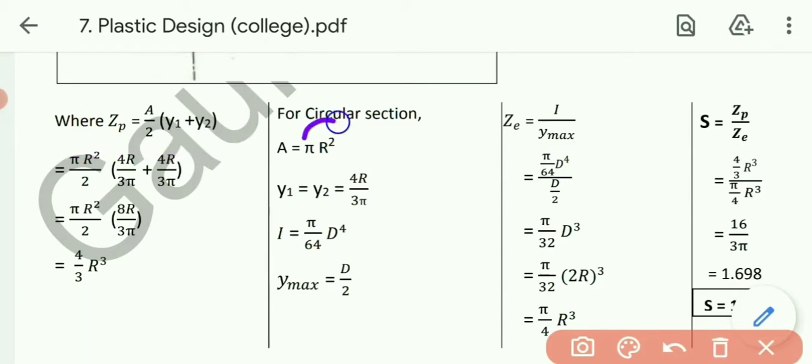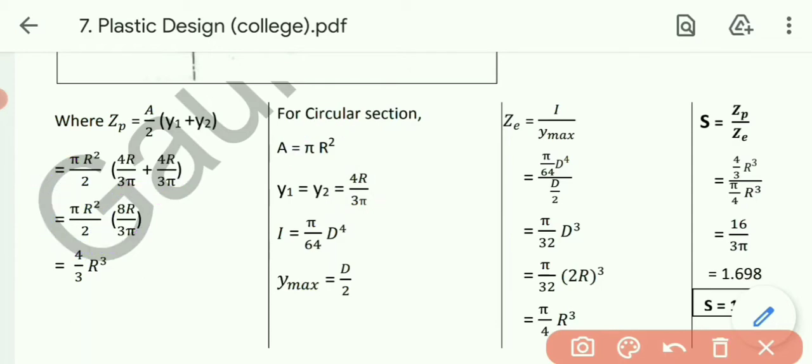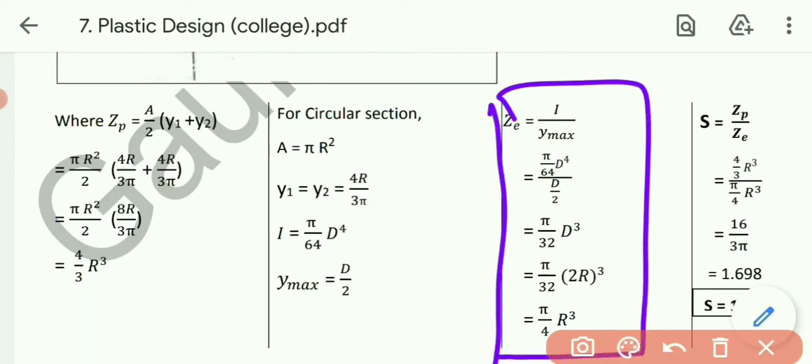Now talking about area, that is pi r square, so pi r square by 2 in the bracket y1 y2, both values are the same, 4r by 3 pi, 4r by 3 pi. So ultimately solving it, we will get 8r by 3 pi whole multiplied by pi r square by 2. So simplifying this one, we will get the value 4 by 3 into r raised to 3, or we can say r cube.